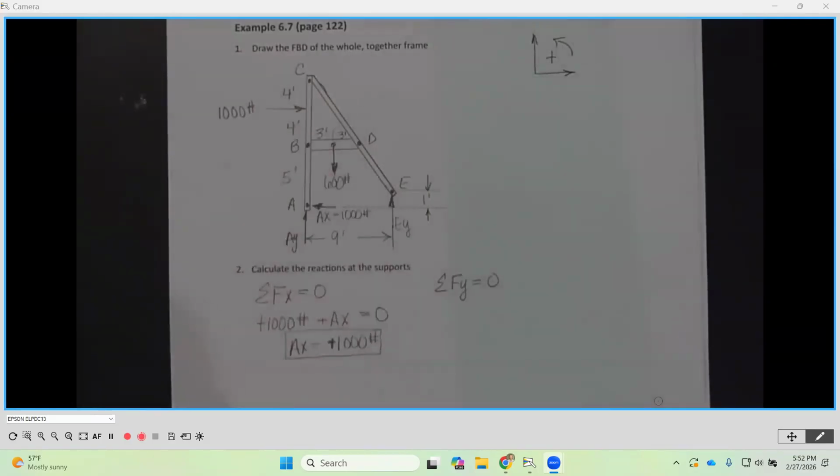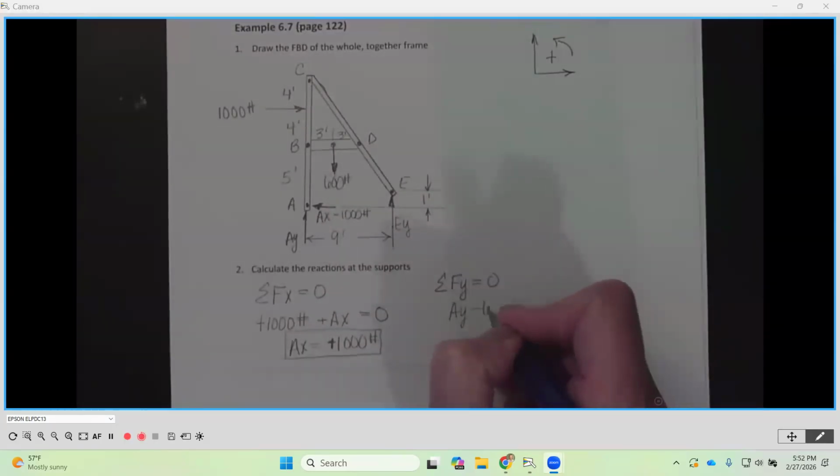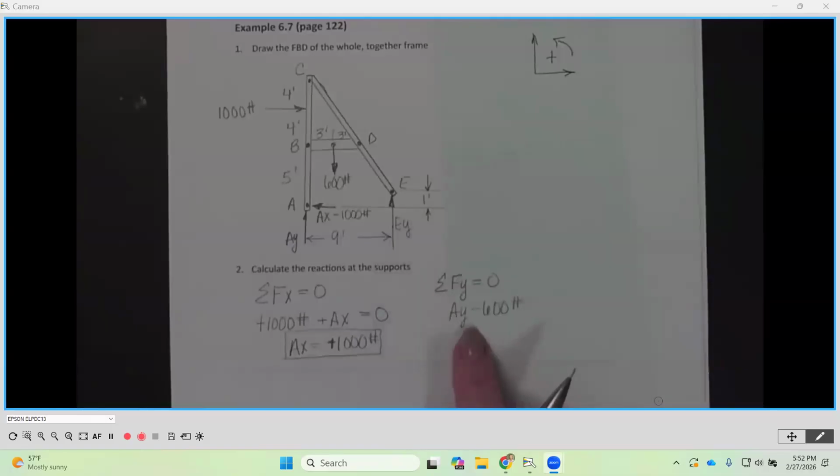And now we're going to look at our vertical forces. So we have an AY going up. We have 1000, or I'm sorry, 600 going down. So that'll be a negative.